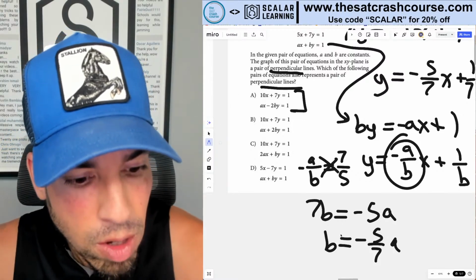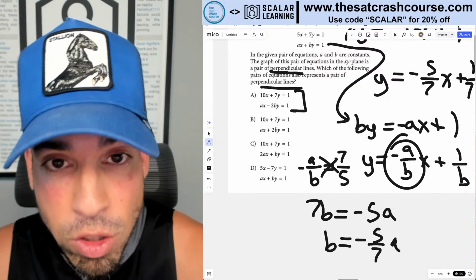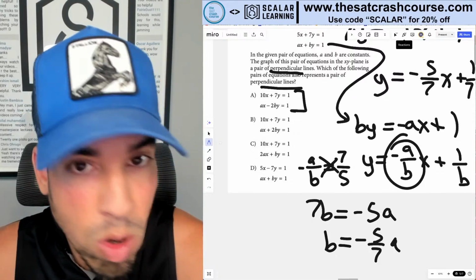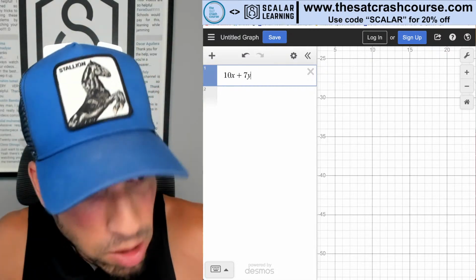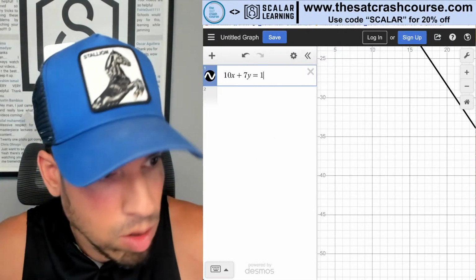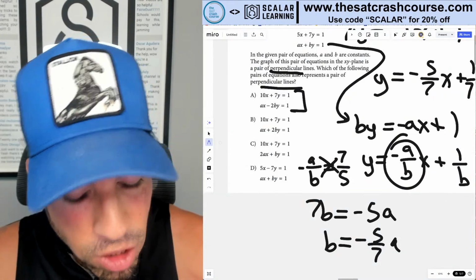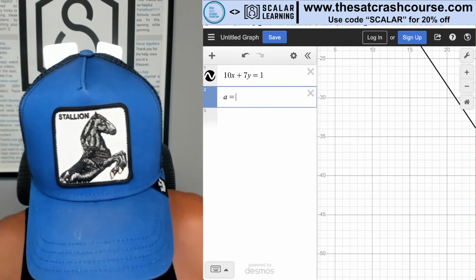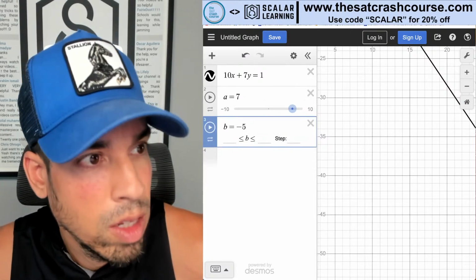All right, check this out. So I know that b equals negative 5/7 of a. I can choose arbitrary values. Okay, watch this. This is going to be the most efficient way. These are all 10x plus 7y equals 1. Okay, let's see if we can get this. There's another way to do this by hand, but why not do it this way? 10x plus 7y equals 1. And then for a and b, let's say a is 7, and then b would be negative 5. So a is 7, b is negative 5. Okay, and then now we're going to go through these options.